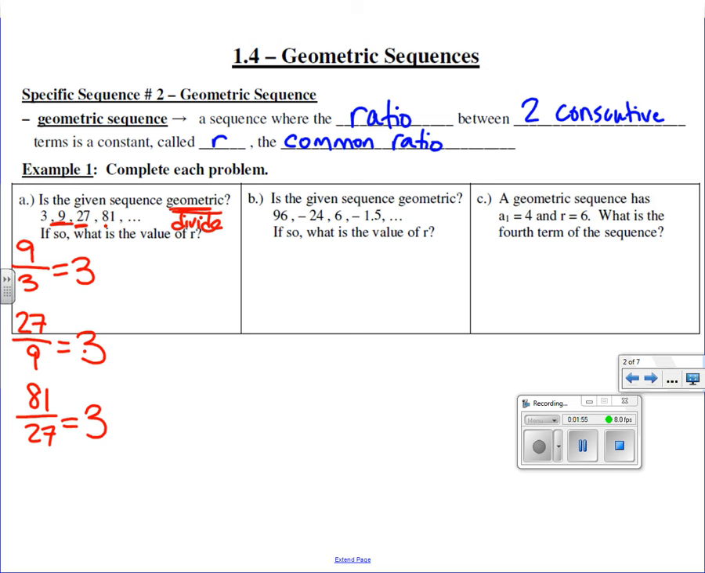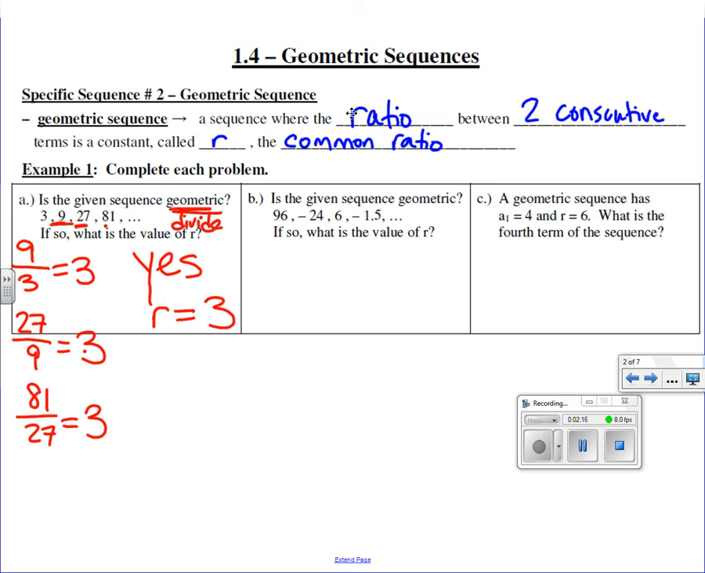If you get the same number every time, it's a yes. Just like it was before, you had to get the same number. And then it says, if so, what was the value of R? R stands for the ratio. So for every ratio, what did it equal? 3.